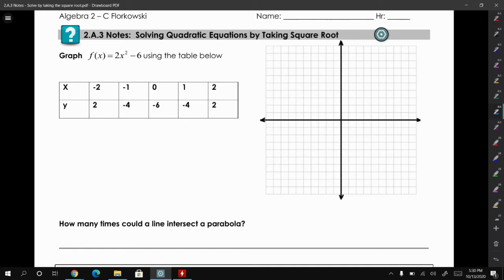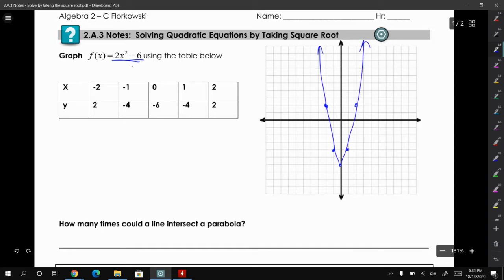Today's lesson is going to be an introduction to solving quadratic equations. And the way we're going to do it today is by taking the square root. To help visualize what we're going to be doing, let's start by graphing this equation by plotting these points. So I have my points plotted now.